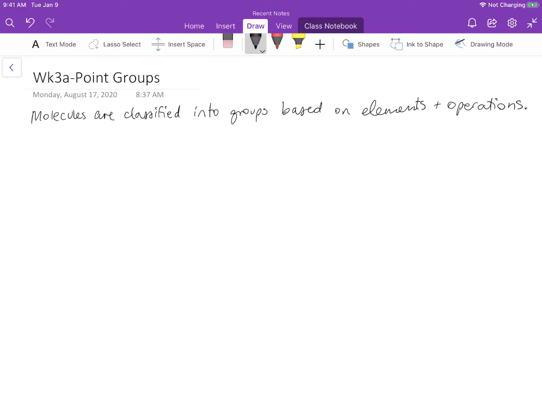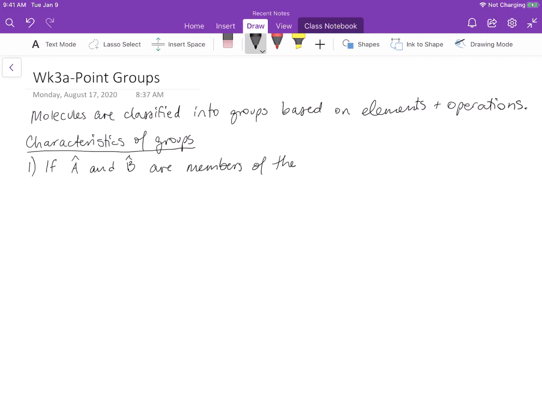And so before we go into the specific groups, there are a couple of things that are characteristics of groups. And again, this is from the mathematical treatment. So if the operations A and B are members of the group, and the operation AB equals C, then C is also a member of the group.